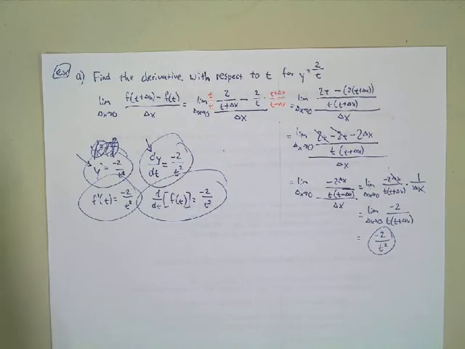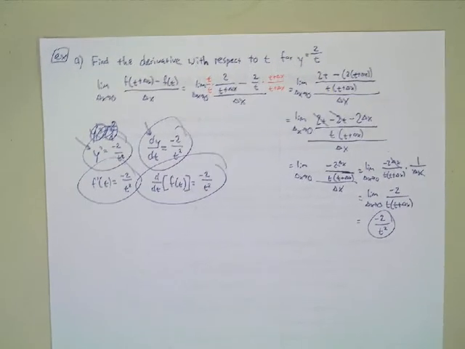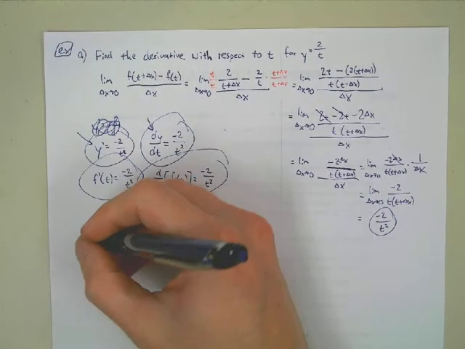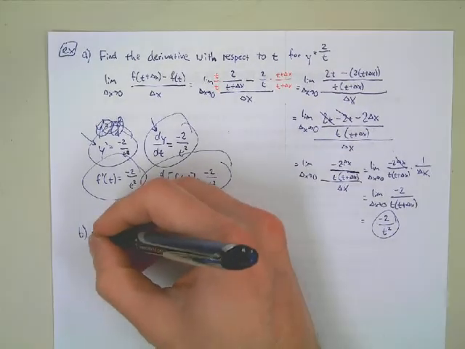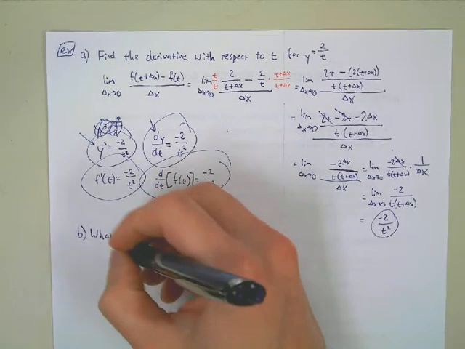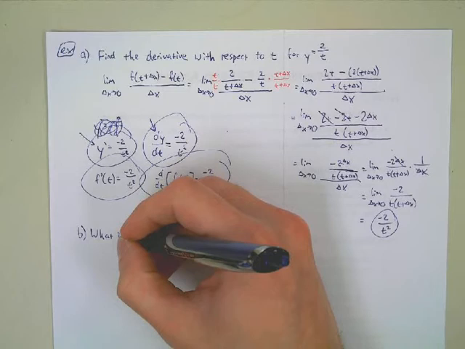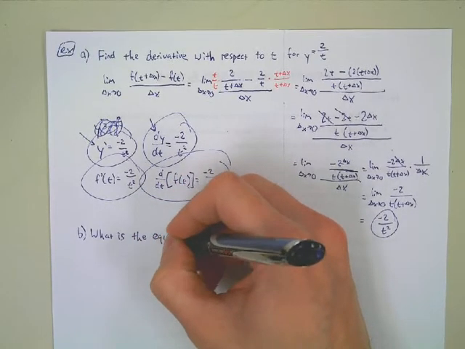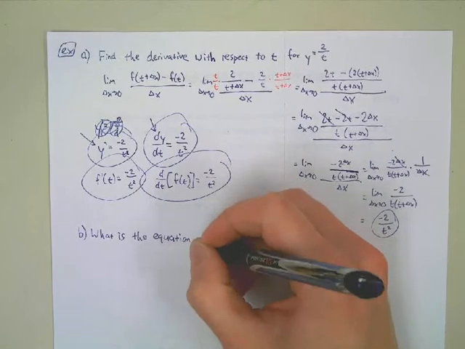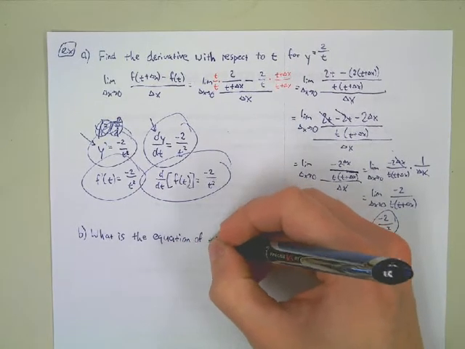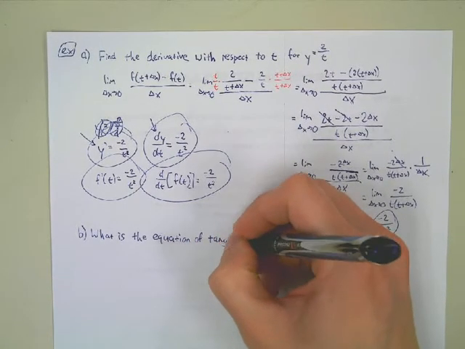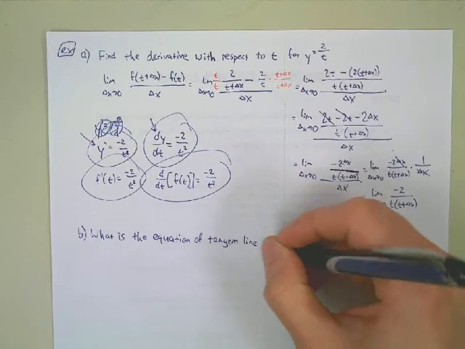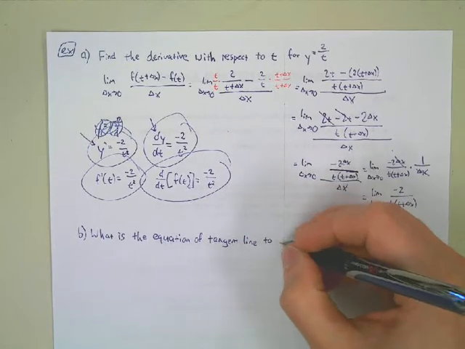Okay, great. So let's now use that information. Let's not waste it, right? We did all that work. Let's actually use it for something. So for part B here, let's answer the question: what is the equation of the tangent line to y at the point (1, 2)?